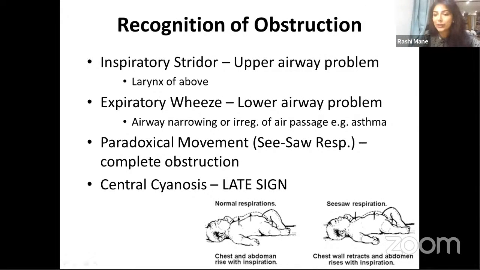So if you see the image below, your chest and your abdomen work against each other in the sense that if there's a full obstruction, your abdomen, which is your accessory muscles for breathing, tends to work faster than your chest, and that's why you get the seesaw motion. And lastly, which is a very late sign and you'd hope to never see, is central cyanosis. So your chest, your face, that's all blue, not your peripheries. But if that's the case, that means that you've been hypoxic for a very long time.